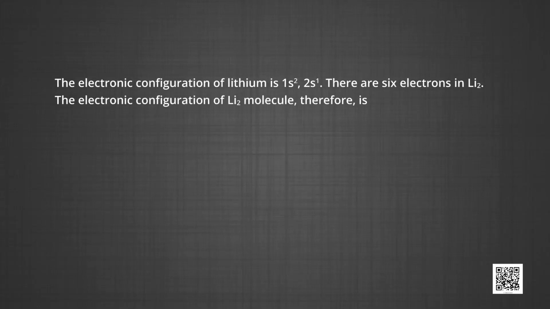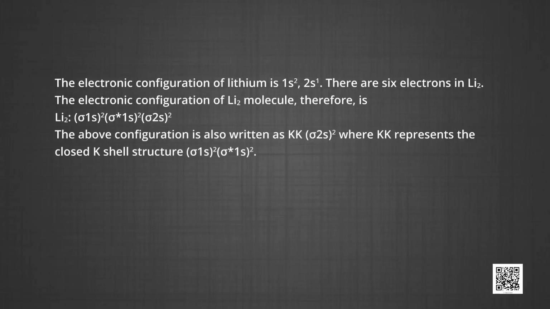The electronic configuration of the Li2 molecule therefore is sigma 1s2, sigma antibonding 1s2, sigma 2s2. The above configuration is also written as KK, the capital KK, sigma 2s2, where capital KK represents the closed K shell structure, sigma 1s2, sigma antibonding 1s2.